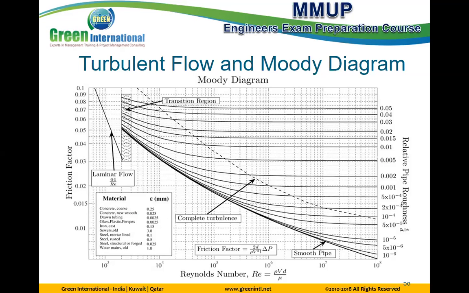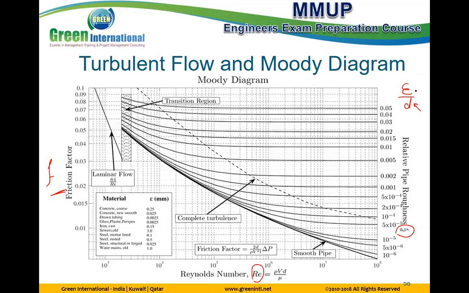What are the important notes to know here? First thing, this one is the friction factor itself, this F, okay? And the other axis, the x-axis, is the Reynolds number. The y-axis here is the relative roughness. What is relative roughness equal to? Epsilon over D. D refers to the diameter of the pipe.